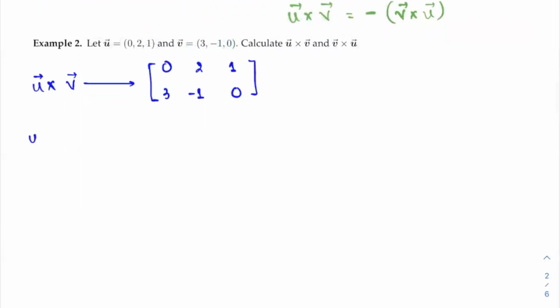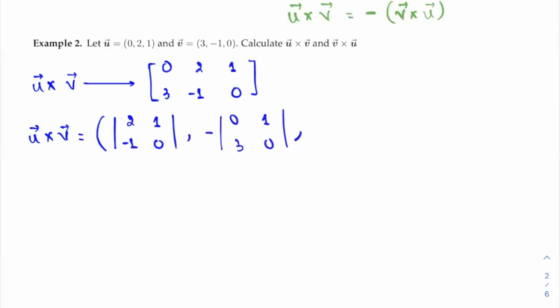Now, the first component of U crosses with V is going to be equal to the determinant of 2, 1, negative 1, 0. The second component is negative of the determinant of 0, 1, 3, 0. And the last component is going to be the determinant of 0, 2, 3, negative 1.